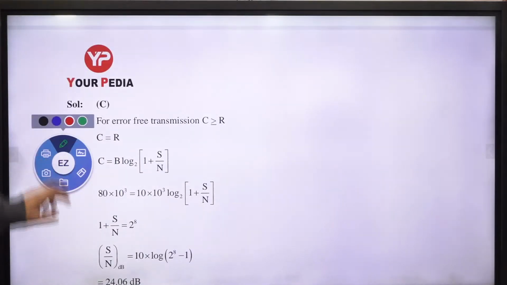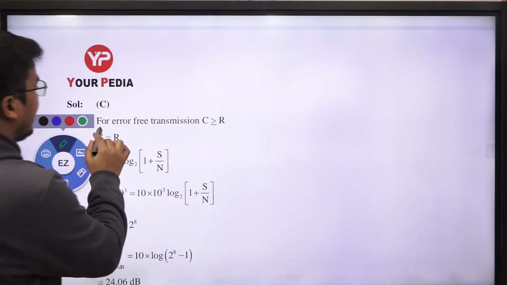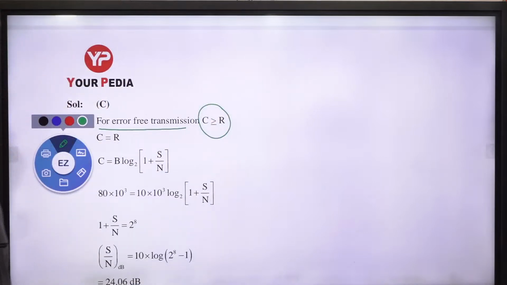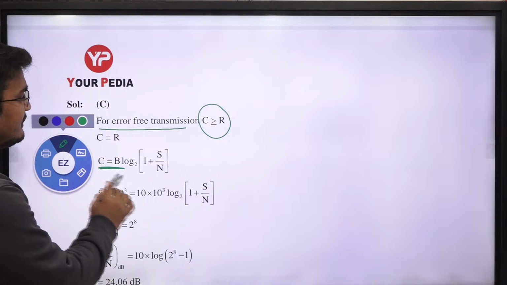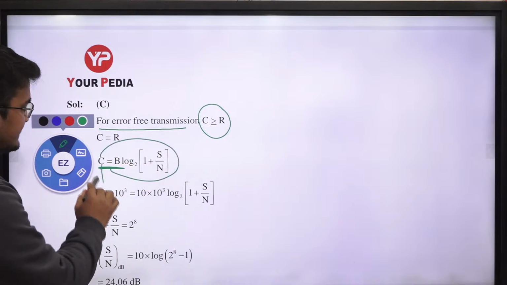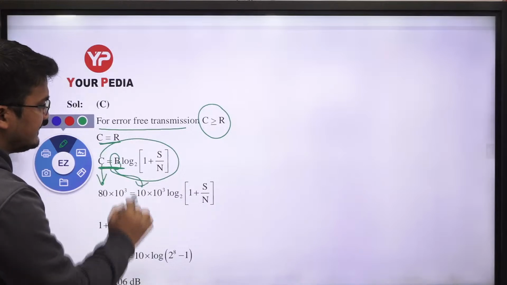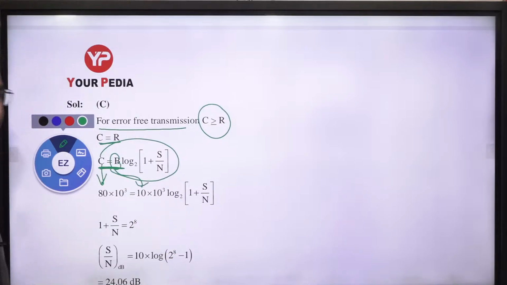You can see that's what I told you. For error-free transmission, your R must be less than or equal to C, or C must be greater than or equal to R. So the least condition is C equal to R. So C, channel capacity by the Shannon-Hartley relation, is this one. From here, putting the channel capacity, which will be equal to the data rate, and putting the bandwidth mentioned there, you can solve the mathematics and calculate the signal to noise ratio. You will end up getting 24.06 dB, right?